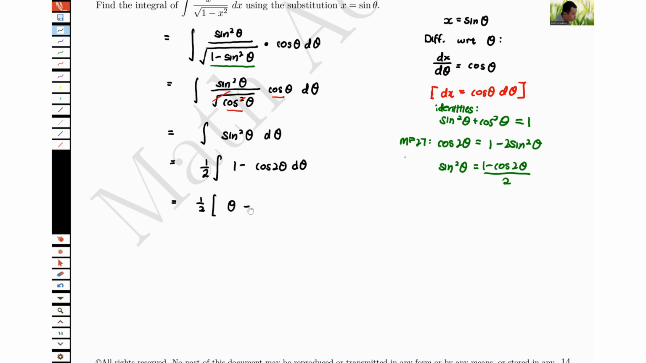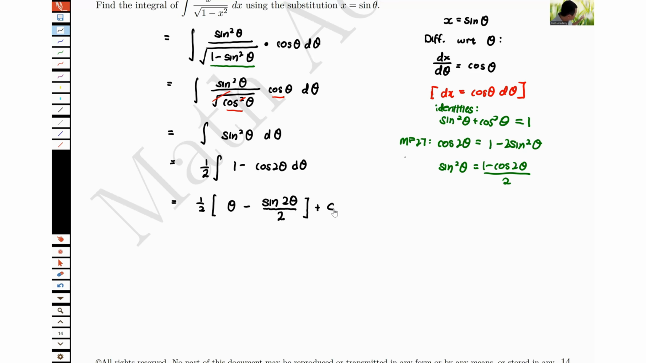Now, trigo, you may need to refer to the front if you had forgotten, but if you integrate cosine, we will get sine. The 2 theta, you must still handle it. If you differentiate, you will multiply 2. Integrate is the opposite process, so you divide by 2. Differentiate trigo, you multiply 2. So integrate trigo, you divide by 2. Okay, plus C at the back.